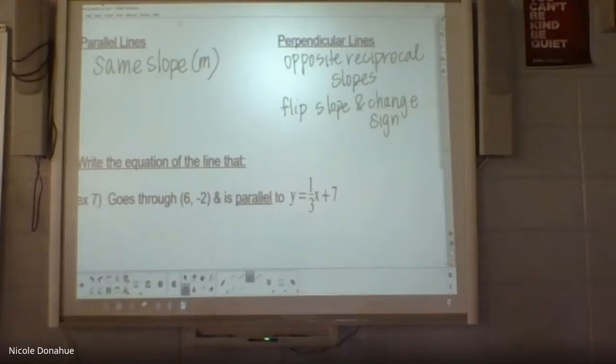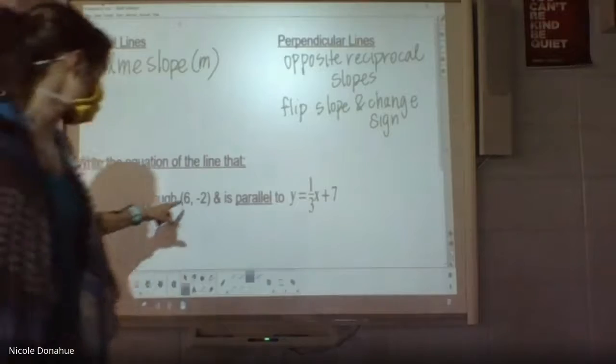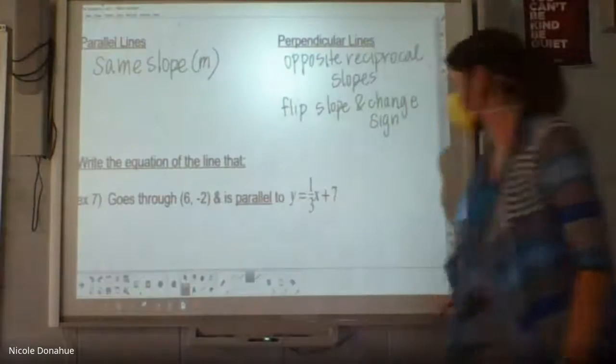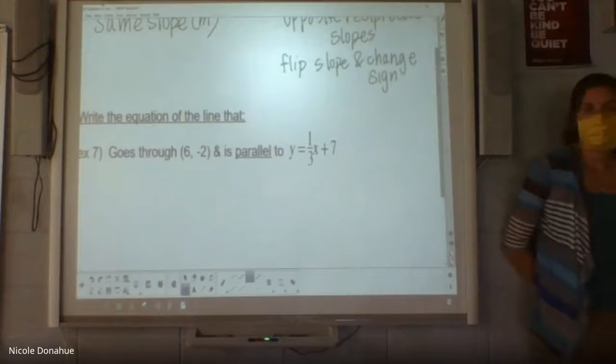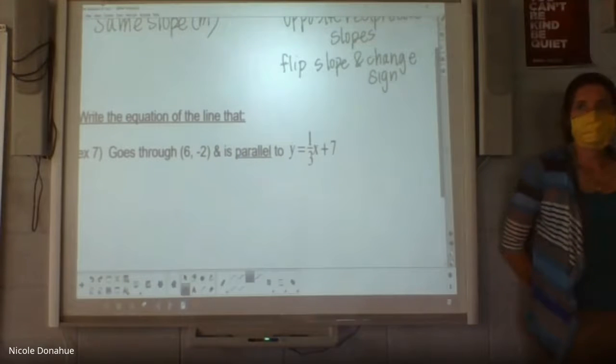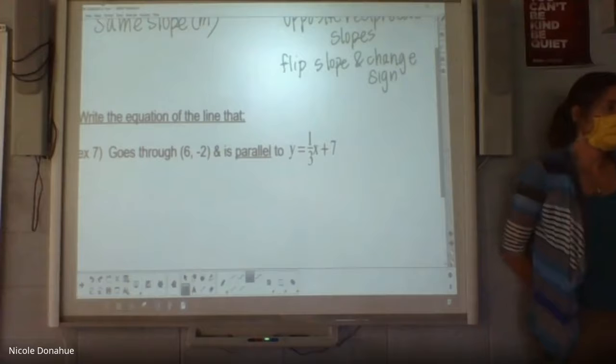So we'll talk about how to find the equation. Again, we're finding the equation of the line just like we did on the front side. It's just that now they give us an equation rather than giving you the slope or two points. So for number 7, they tell us it goes through (6, -2) and is parallel to y = 1/3 x + 7. So what do I take from that? How am I going to use that?